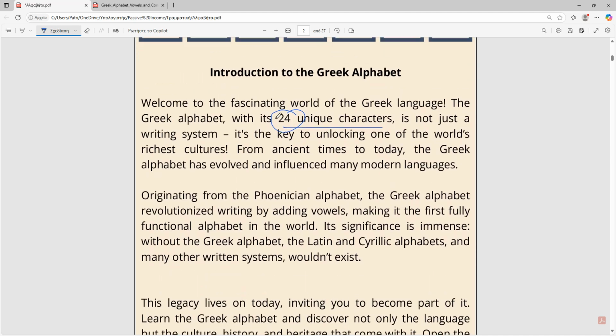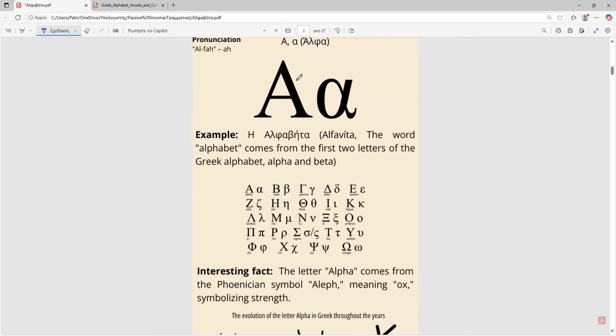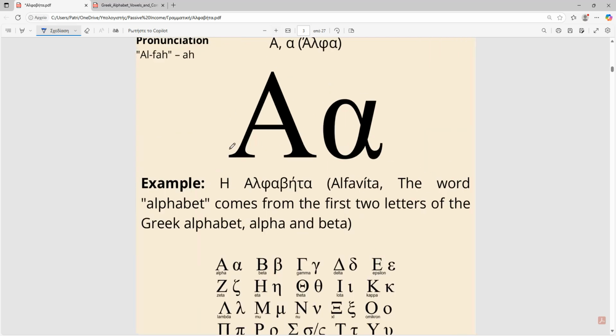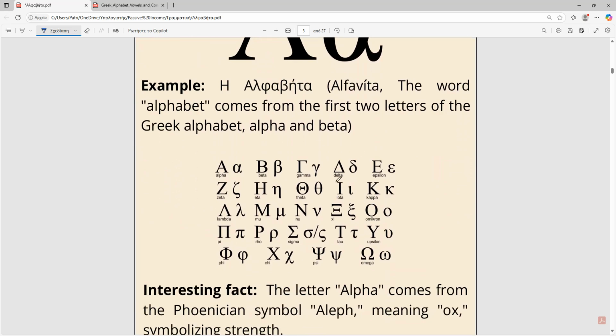Let me introduce you first to the first letter of the Greek alphabet, which is of course the alpha. As you can see, I put an example here: the alpha and the beta together form the word alphabet. So the word alphabet comes from the first 2 letters of the Greek alphabet, alpha and beta. This is pronounced alpha. This is the capital one, and this is the small letter. I also put a picture here to see it as a whole.